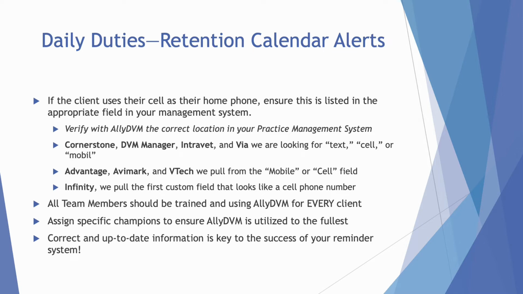I know for Cornerstone, DVM Manager, Intravet, and VIA, what they're looking for is it to say text, cell, or mobile. In Advantage, Avimark, and VTech, it's going to pull from the actual mobile or cell field. And for Infinity, it's going to pull from the first custom field that looks like a cell phone number. So you just want to make sure that you verify and that these are correct.